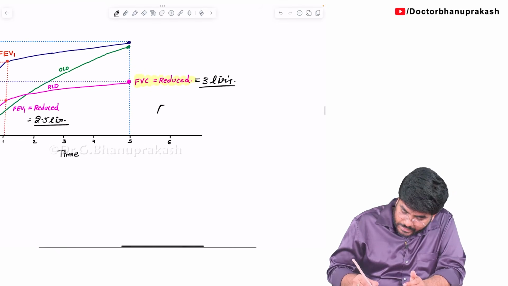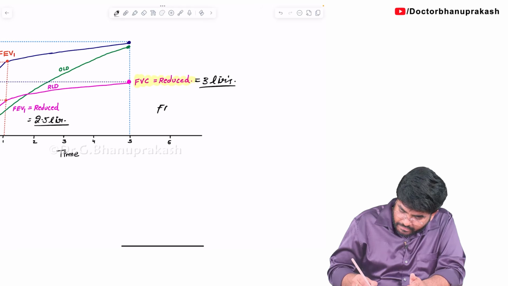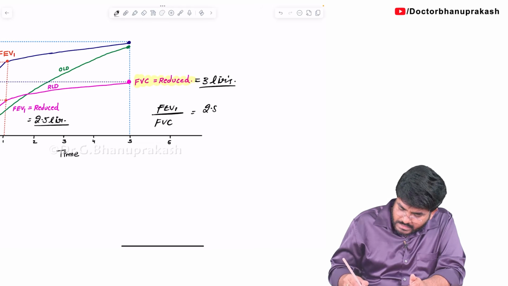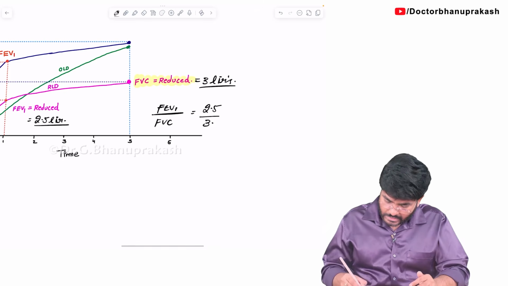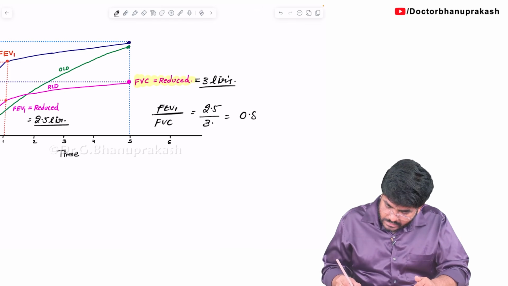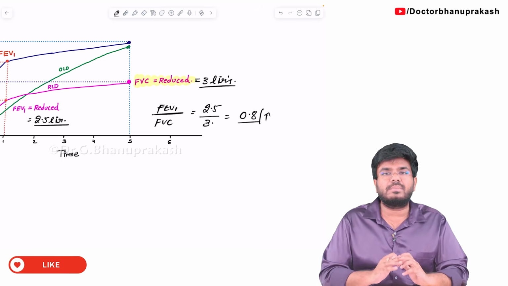Now, if I calculate the FEV₁ by FVC ratio, how much is that? That is 2.5 liters divided by 3 liters. Out of 3 liters, 2.5 is coming out within 1 second. So, definitely the value will be somewhere around 0.8 or slightly even more, 0.85 something like that.